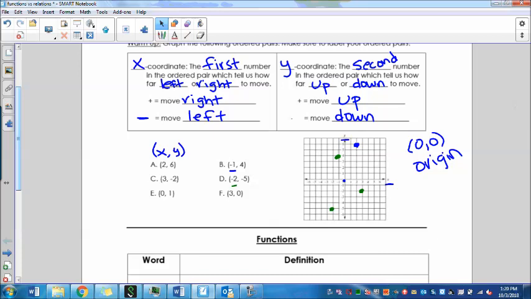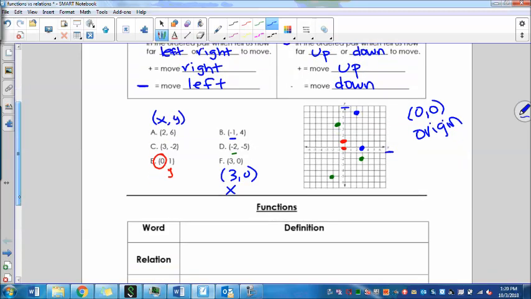So first let's do 0, 1 for E. Having a 0 in the x coordinate means we're not going to move left or right. So when we go to our coordinate plane, we're going to be right in the middle, right? But then our y is 1, so we have to go up 1. So there is our E. F is kind of the opposite. It's 3, 0. 3 is our x, so we're going to the right 3, but then we're not going to move up or down, so we're just going to leave it on the x-axis. Hopefully that was a review of stuff that you have learned in 6th grade.